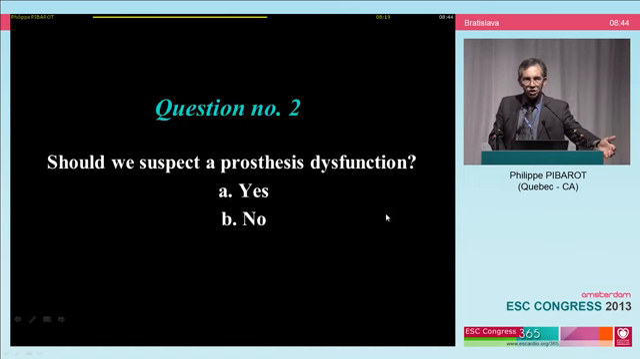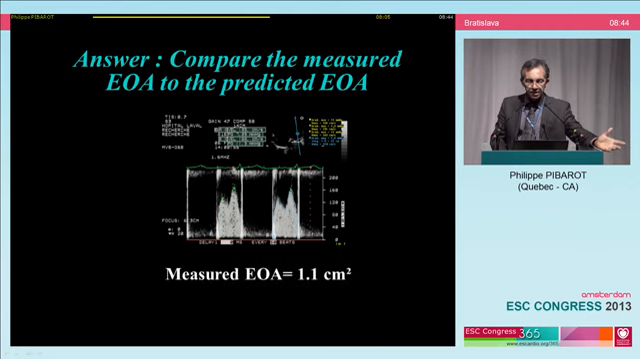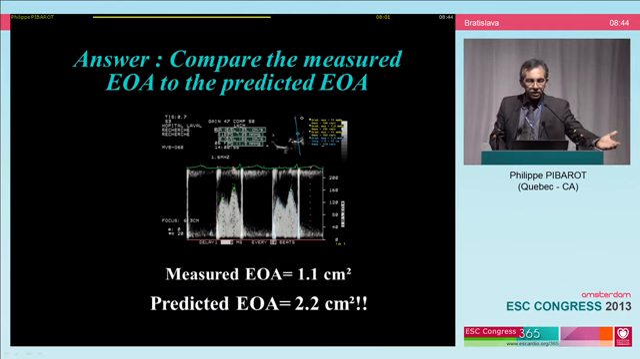Then the second question, because still we have somewhat higher gradients and small AOA, is there any dysfunction? Well, this is where it becomes important to compare the AOA measured in the patient to the predicted AOA, to look at this difference. And in this case, AOA measured is 1.1. Normally, the predicted AOA should be 2.2, so there is a big gap here, more than the measurement error.